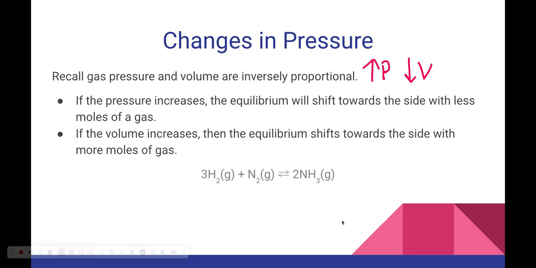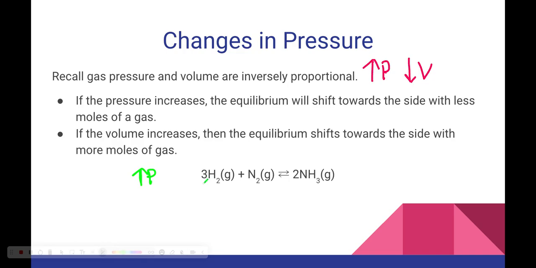So if we're looking at this reaction here, again, it's the Haber process, hydrogen gas reacting with nitrogen gas is in equilibrium with ammonia gas, right? And let's just say I'm imposing that I want to increase my gas pressure, so P is going up. Okay, so now if I'm increasing my gas pressure, what happens to this equilibrium? Well, the equilibrium is going to shift to fewer moles of a gas. So we have to count the moles of a gas, right?